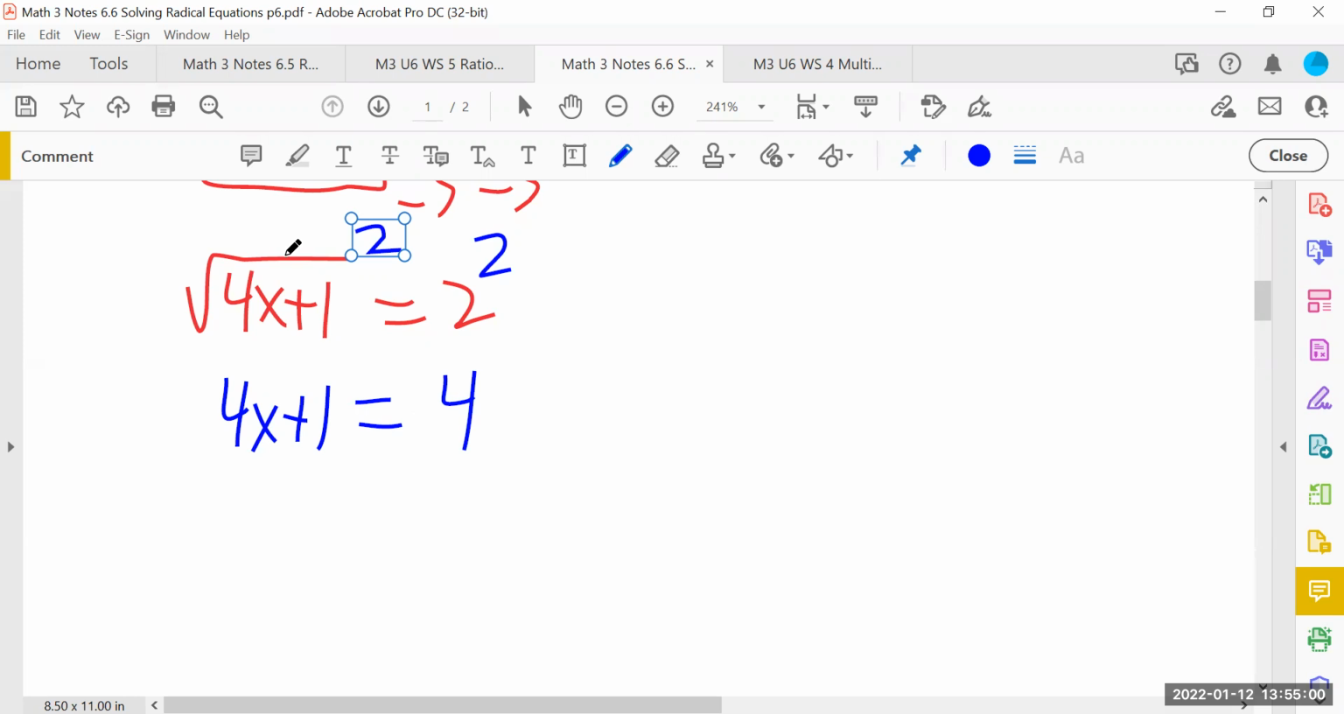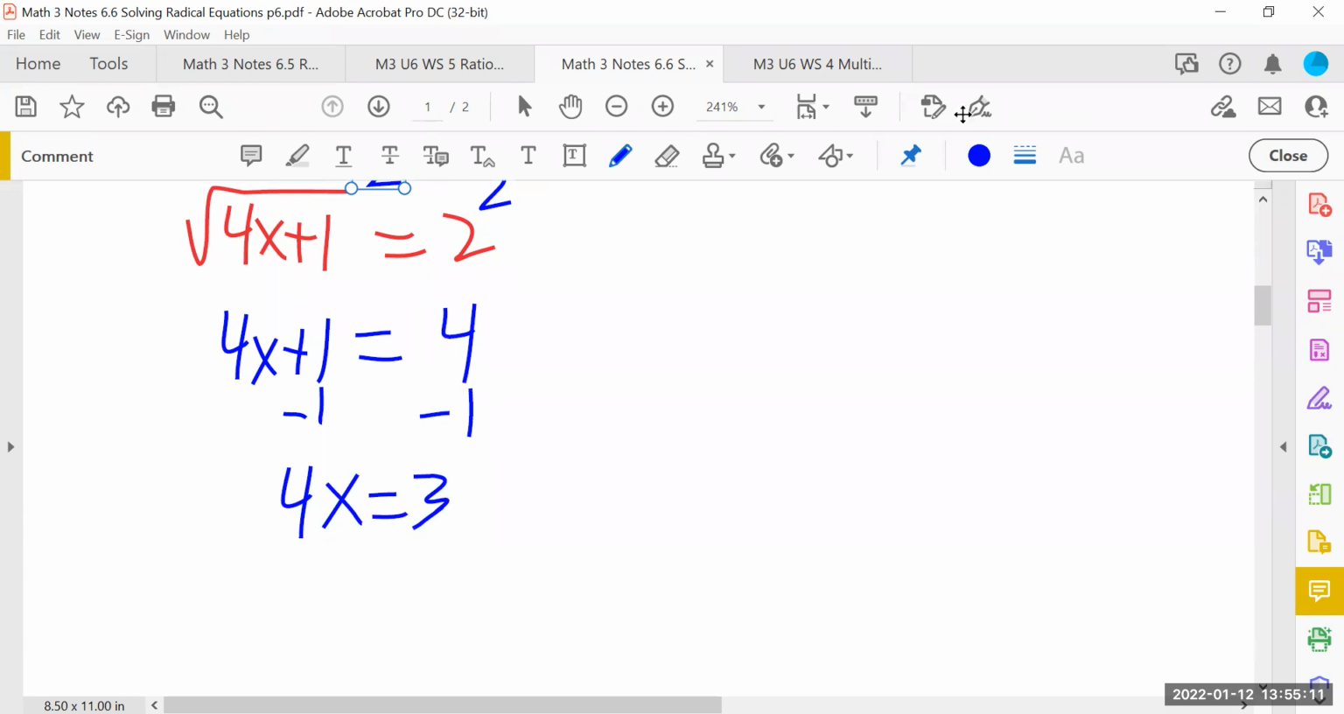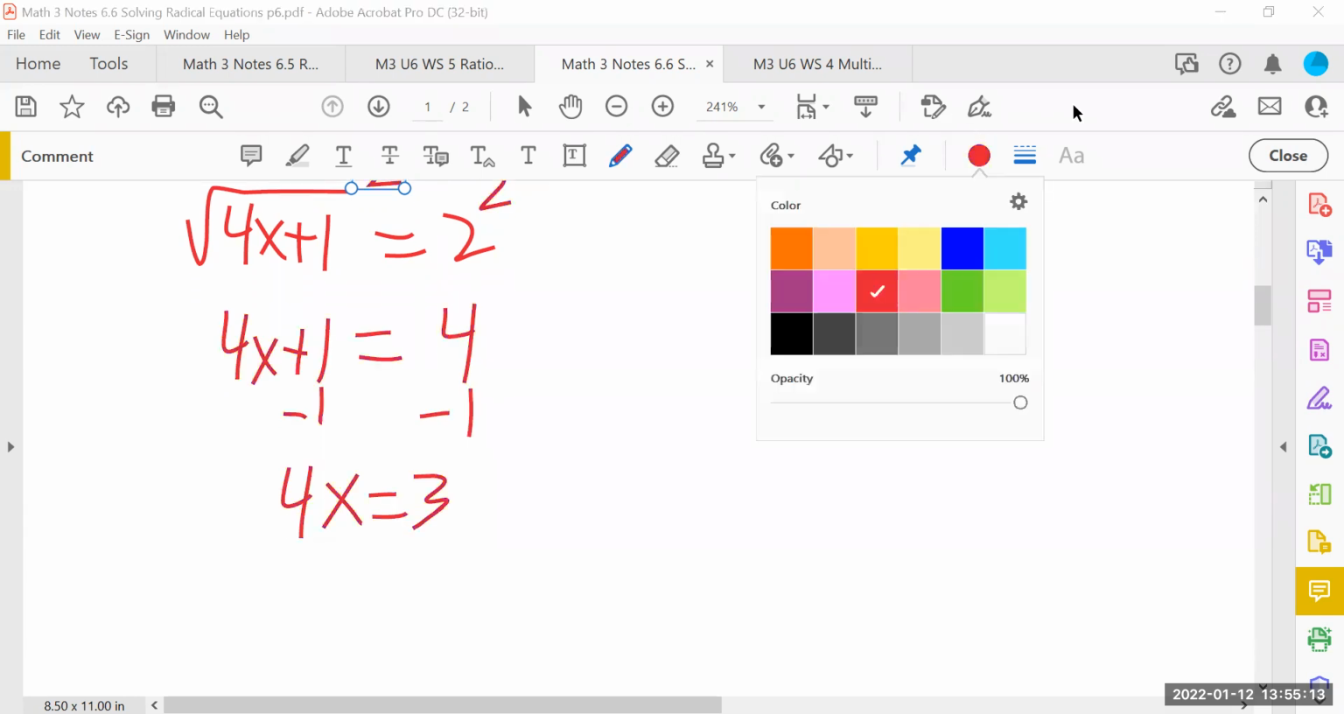And now it's a two-step equation. You've been doing these for years. Subtract 1, 4x equals 3. Divide both sides by 4.